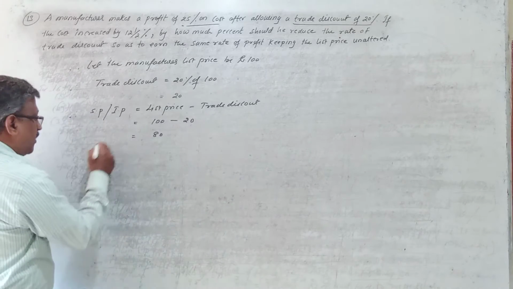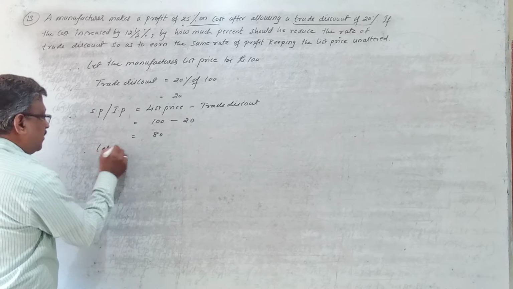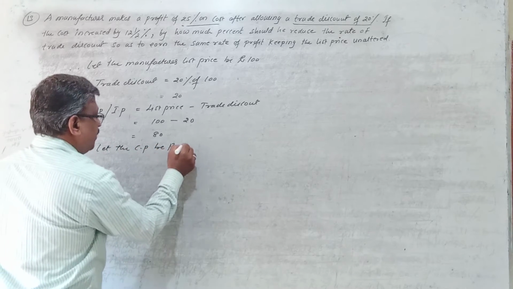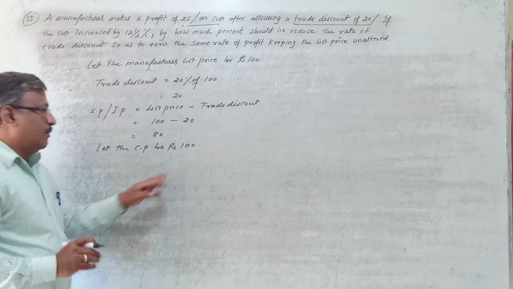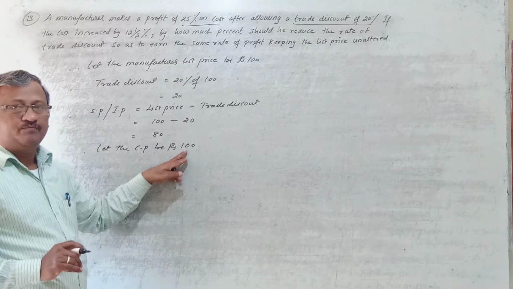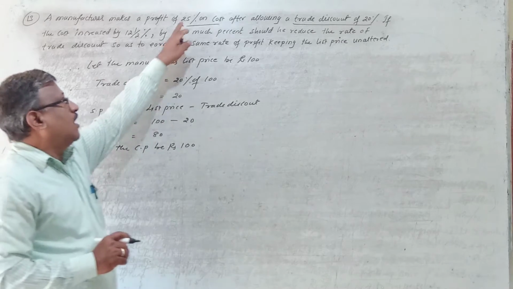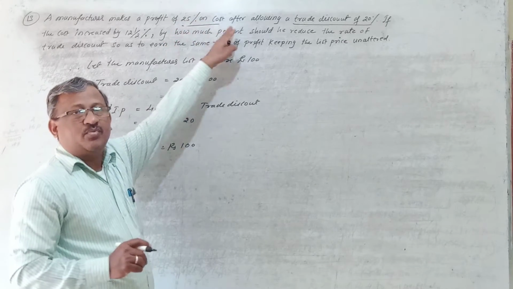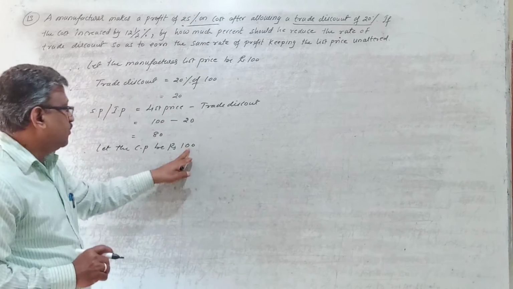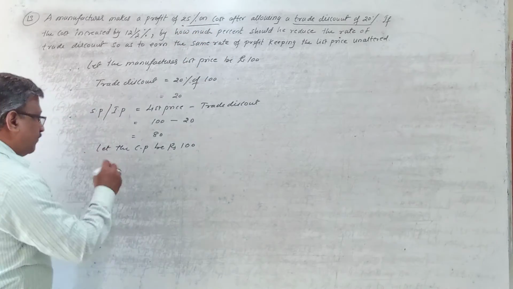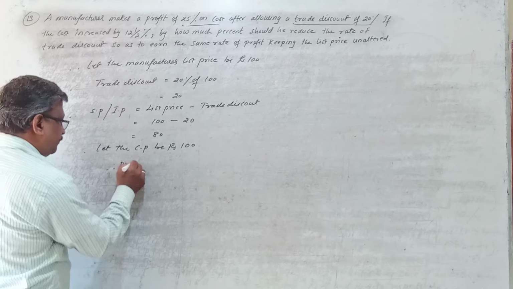So let's assume the cost price. Let the cost price be rupees 100. Now suppose the manufacturer's cost price is 100. Now he wants to sell this, right? How does he want to sell? He wants to sell at 25% profit on his cost. So the cost price is known, and I also know how much profit he wants, so I can easily find the profit. So first you calculate the profit.